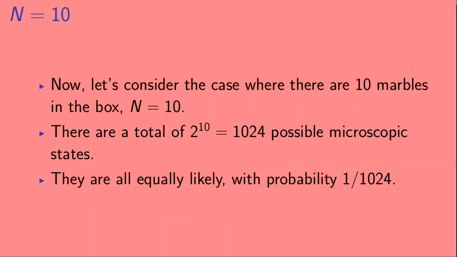Now, let's consider the case where there are 10 marbles in the box, so n equals 10. There are a total of 2 to the 10, that's 1024, possible microscopic states. They are all equally likely with probability of 1 over 1024.